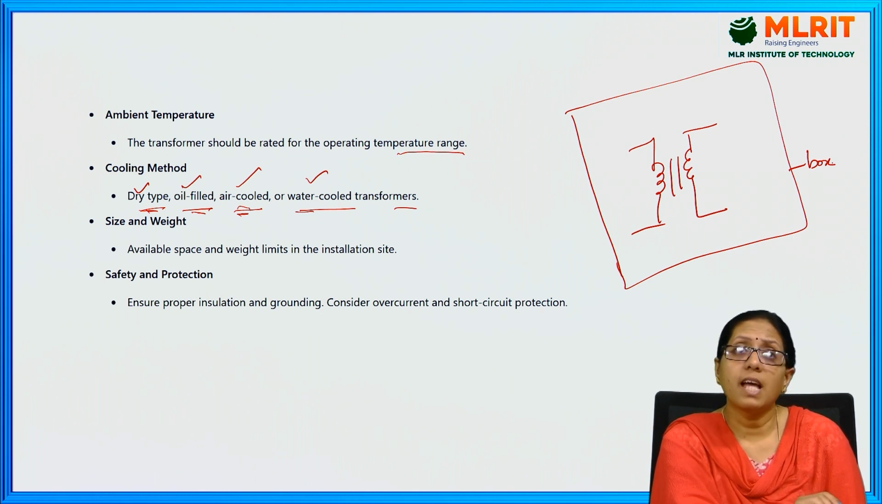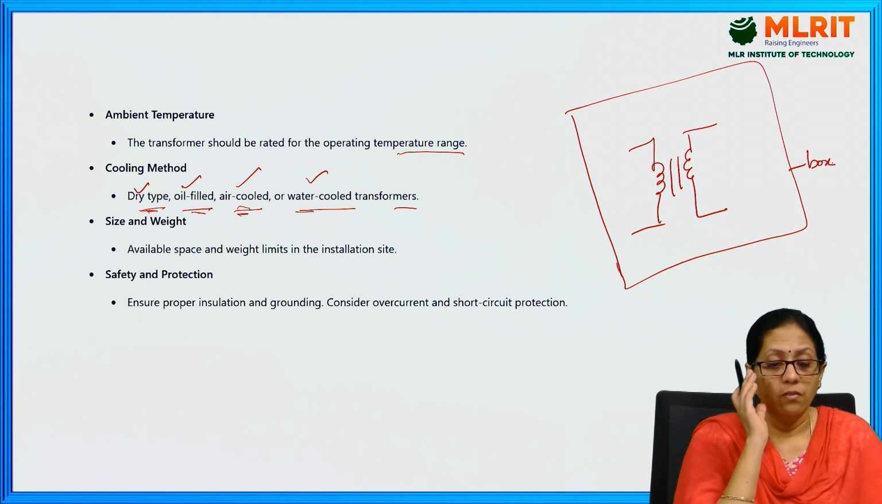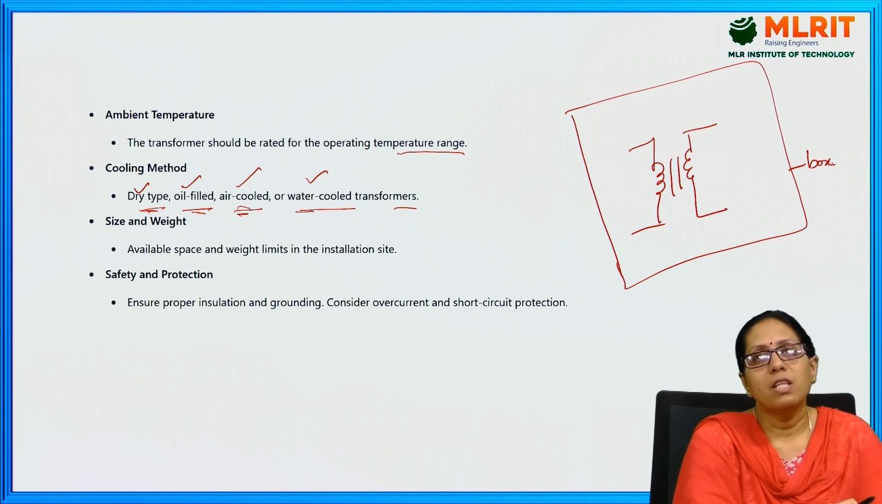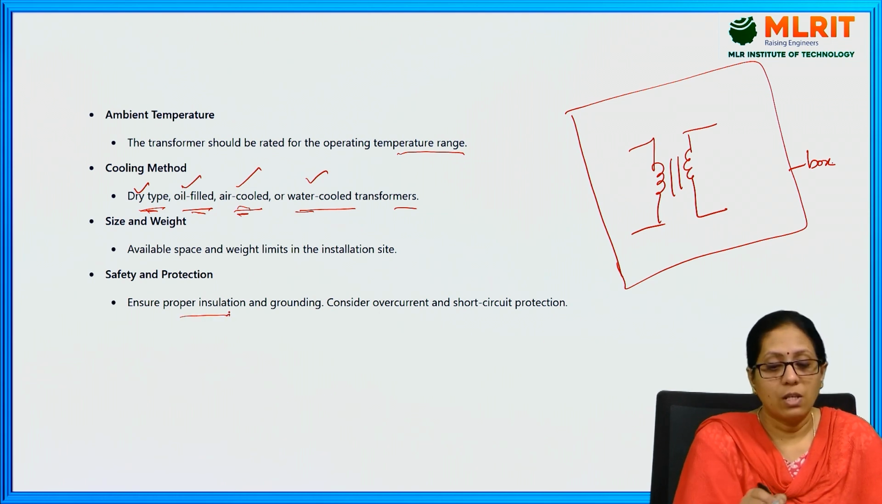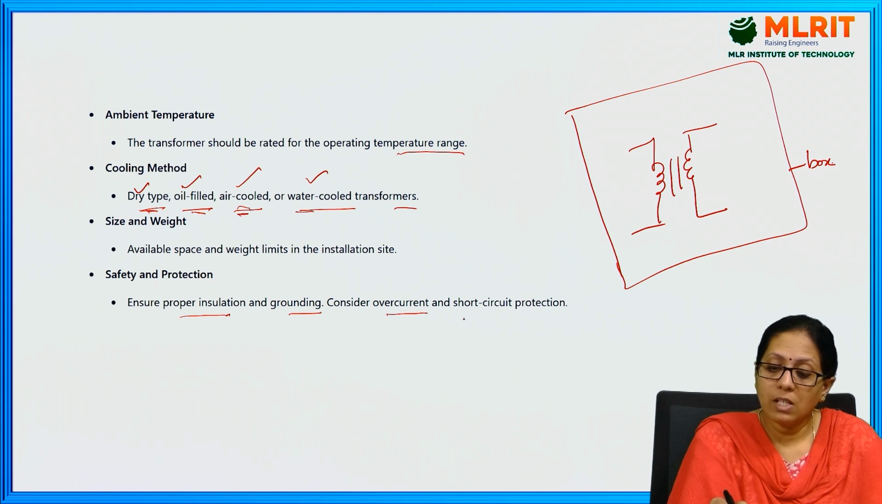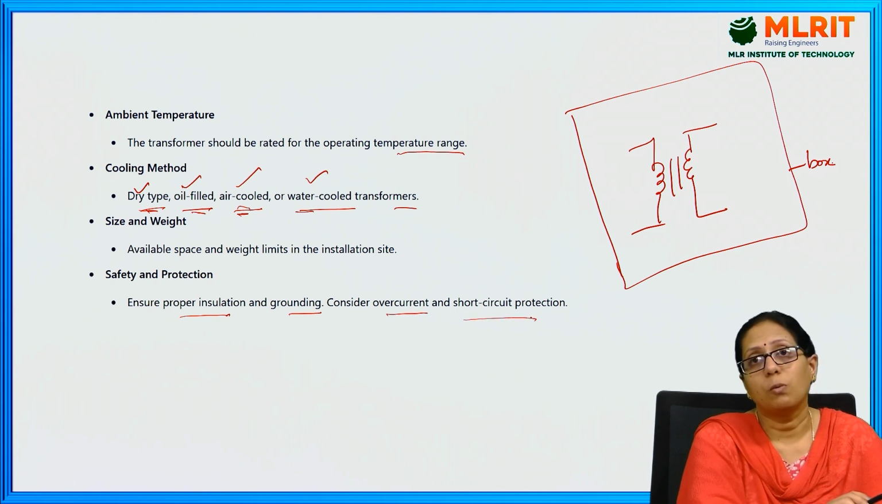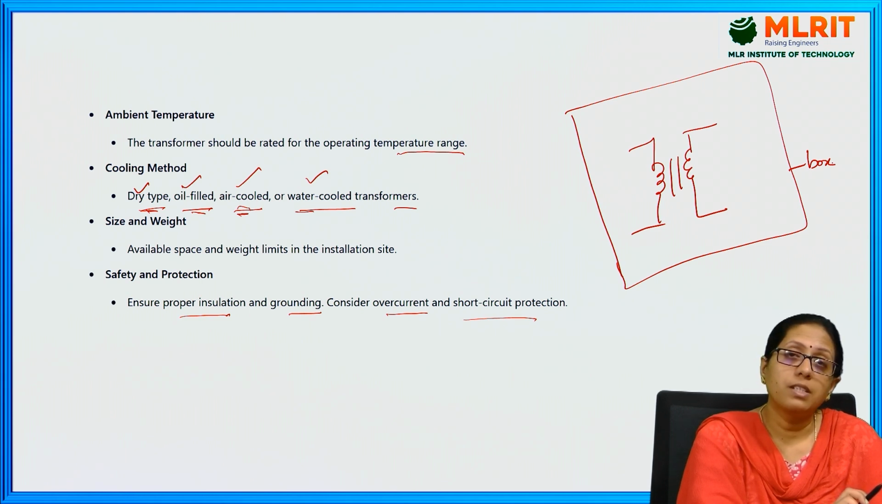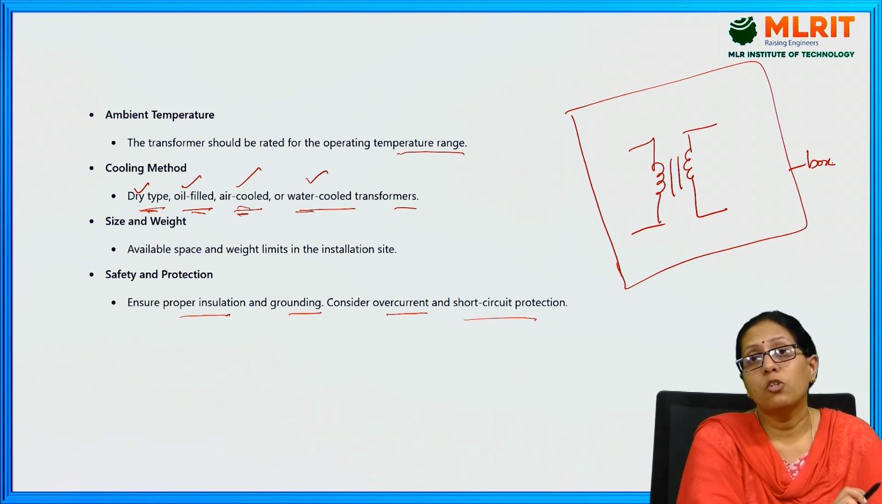Next one is size and weight. The transformer is available in different sizes with different weights based on the voltage levels. Next one is safety and protection. Ensure proper insulation as well as grounding. That is, the transformer should be properly grounded in order to ensure proper protection. So consider overcurrent as well as short circuit protection also. The overcurrent and short circuit current values should be considered, and based on that the transformer should be selected.